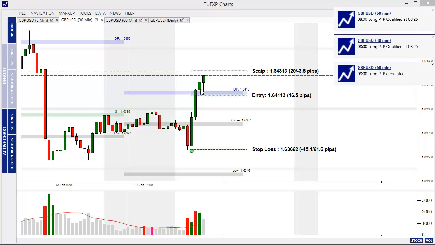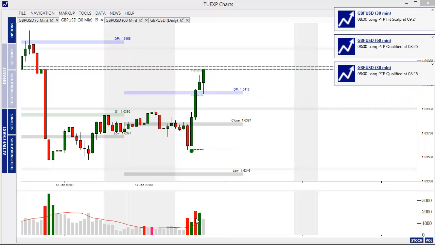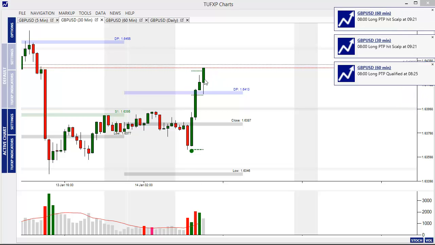So another half an hour later, the market's taken out the DP, tried to move higher. There's a bit of selling around, and we can see the selling here as well as the market was trying to move higher. And then eventually we see the market going on to actually take out the scalp.